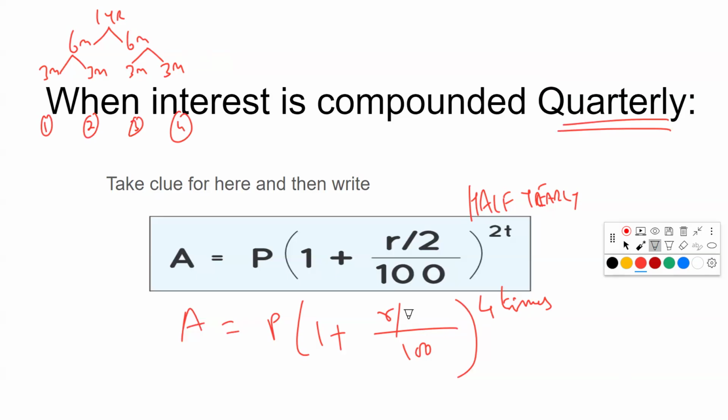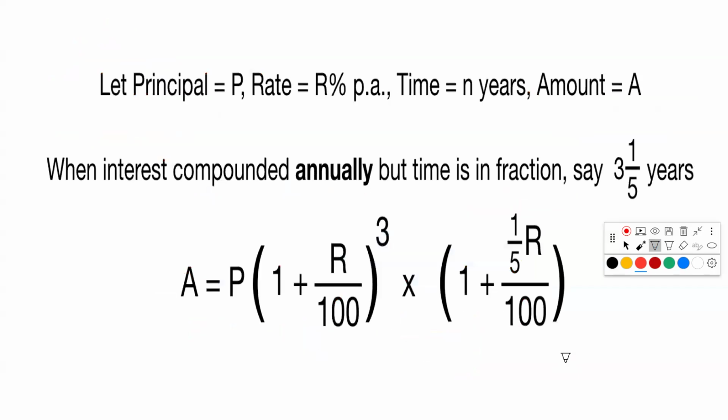And how about the rate? For 6 months you divided by 2, because it is 3 months, you divide it by 4. So are you able to get the difference between annual calculation, half yearly calculation, and quarterly calculation? Stick to some logic. It's easy to remember. Okay, done.